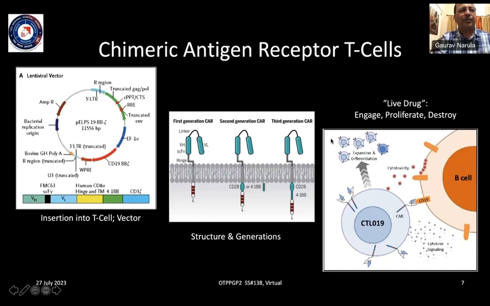So once we give these cells back to the patient, it engages with the target, like let's say CD19 in this case, which is expressed on the B cells. And this stimulates the lymphocyte, so it proliferates. So the more the number of B cells it encounters, the more it proliferates. So it grows inside the body. So it becomes a living drug. So we call it a live drug. This engages, proliferates, and destroys the target. So it can grow to the extent that is required.